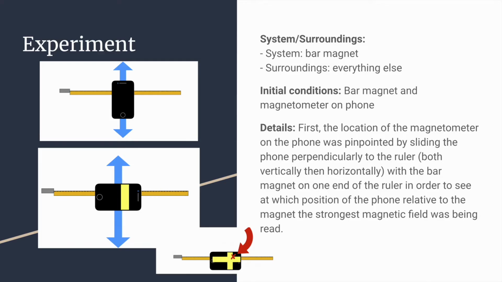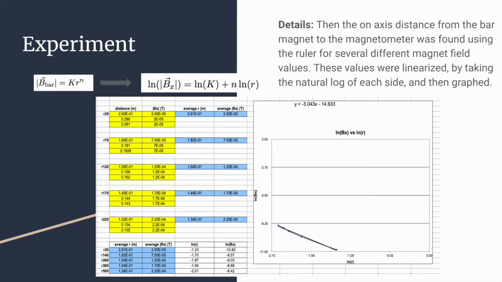For the details of the experiment, I first found the location of the magnetometer on the phone by sliding the phone perpendicularly to the axis that the ruler was on, both vertically then horizontally, with the bar magnet on one end of the ruler, in order to see at which position of the phone relative to the magnet the strongest magnetic field was being read. I then placed a piece of tape at that location in order to pinpoint the exact location. Then we moved on to the main experiment.